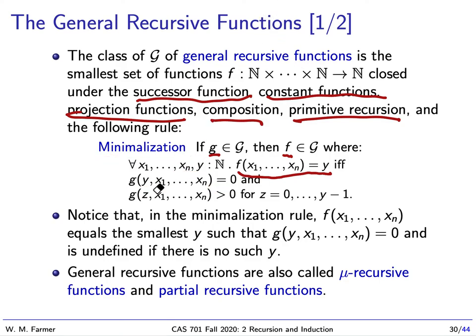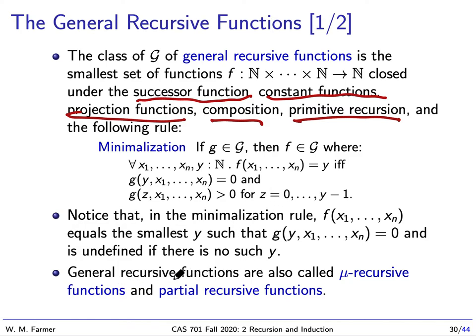So this seems a little complicated, but this is a very powerful rule, and there are a couple of things to notice about this rule. The first is that this F of x1 through xn is the smallest y that makes G with these arguments equal to 0. There may not be a smallest y. There may be no y at all. In that case, we'd say F of those arguments is undefined. So because of this rule, it introduces the possibility that there are members of G which are partial. They're not defined on all inputs. And so this gives us a very large class of computable functions.